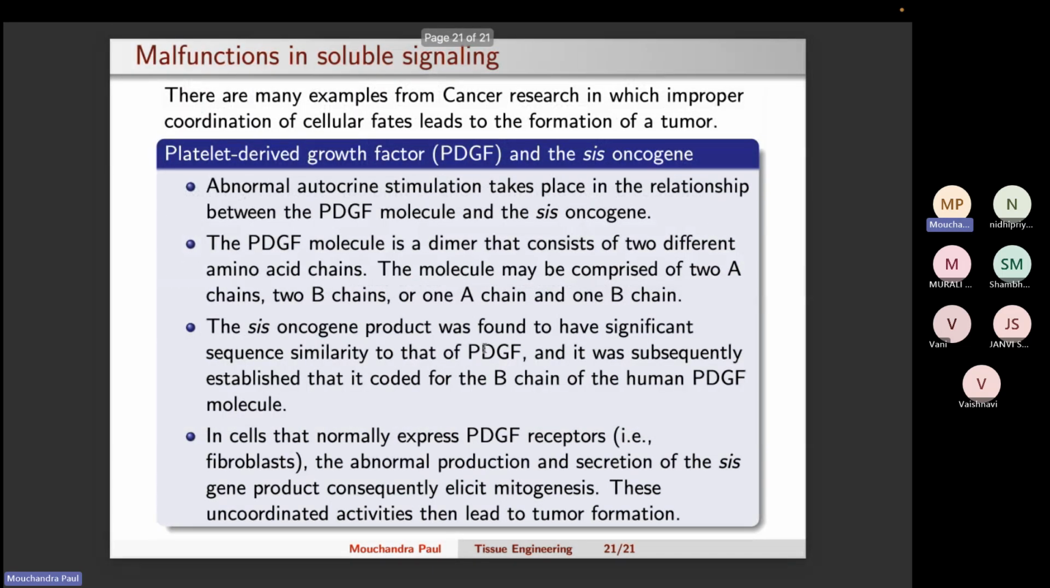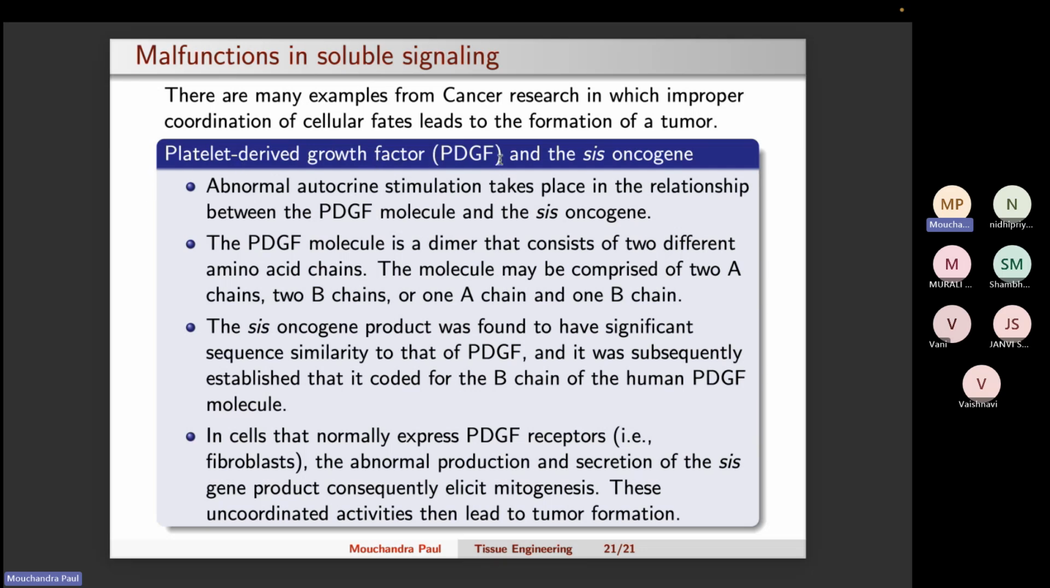So just with this slide, I'll finish today's class. People have reported that there can be various kinds of malfunctions that can take place during soluble signaling. Many of these examples have come from cancer research, where people have seen that due to improper soluble signaling, cellular fate processes are not coordinated in the proper fashion, and that leads to the formation of a tumor.